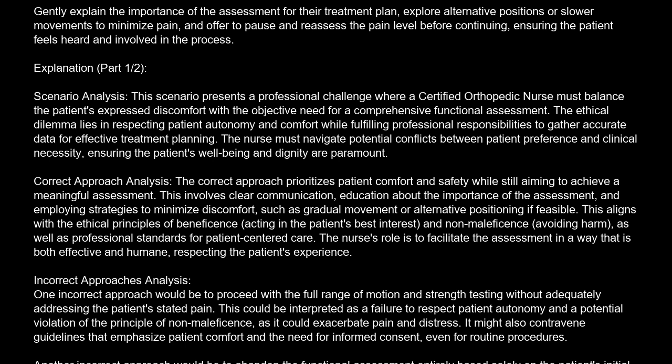Incorrect approaches analysis. One incorrect approach would be to proceed with the full range of motion and strength testing without adequately addressing the patient's stated pain. This could be interpreted as a failure to respect patient autonomy and a potential violation of the principle of non-maleficence, as it could exacerbate pain and distress. It might also contravene guidelines that emphasize patient comfort and the need for informed consent, even for routine procedures.